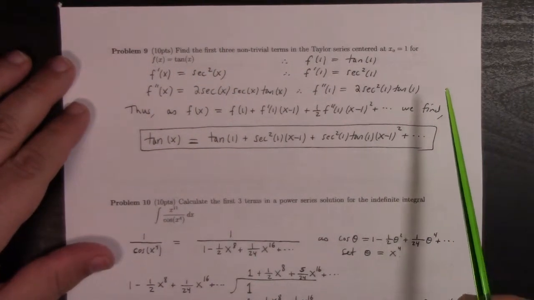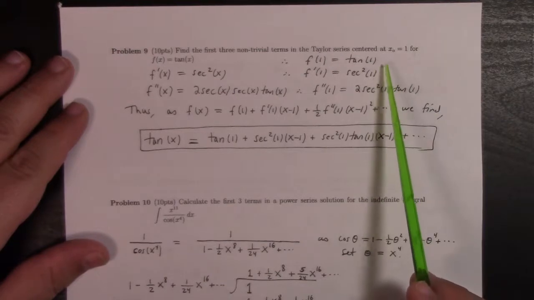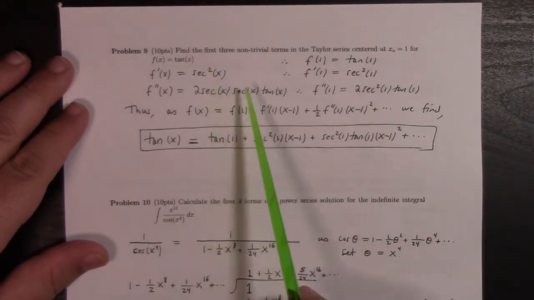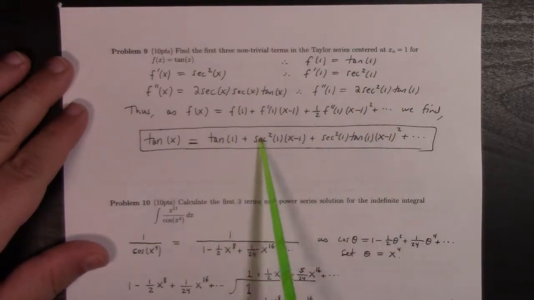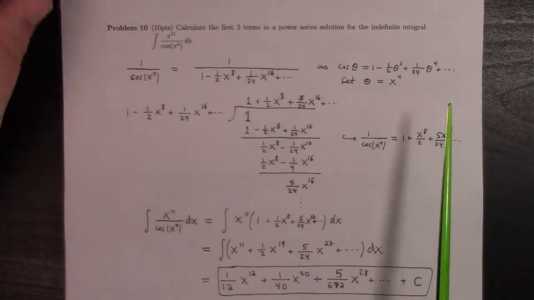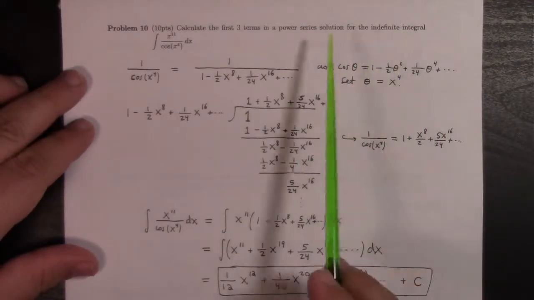All right. Find the first 3 non-trivial terms in the Taylor series centered at 1 for tangent. So I differentiate once and twice, plug in 1, get that. There we go, Taylor's theorem done. Find the first 3 terms in the power series solution for this indefinite integral.